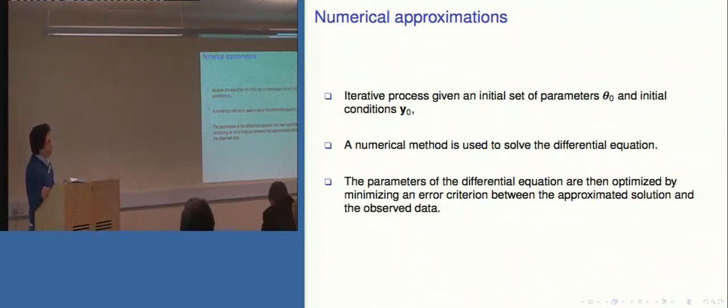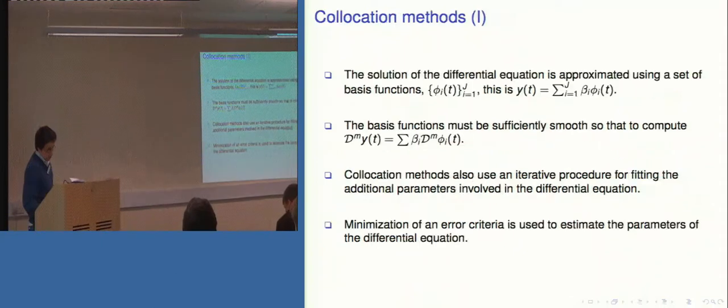And the parameters of the differential equation are optimized by minimizing an error criterion between the approximated solution and the observed data. So you use some sort of least squares, for example, between the actual solution of the differential equation that you find using numerical methods and the data that you have, and you find the derivatives of that error function with respect to the hyperparameters. These are the parameters of your differential equation, and you make the iterative process. That's one way people use to solve that problem.